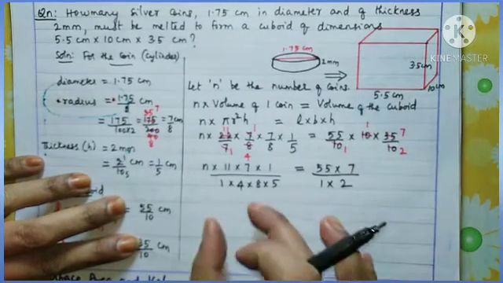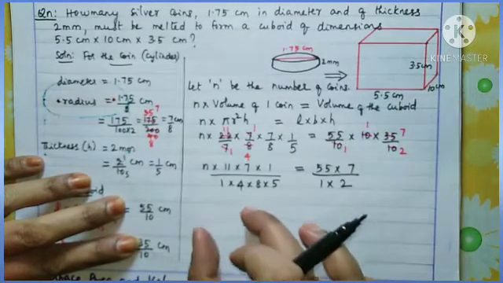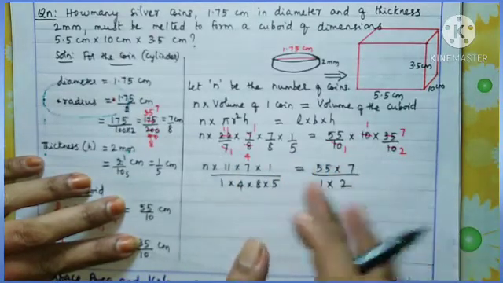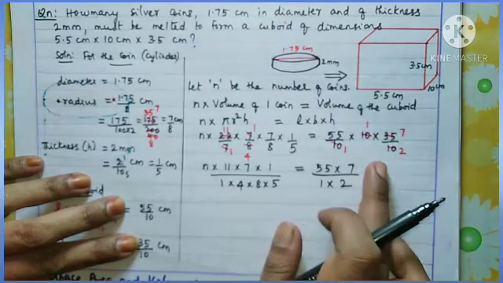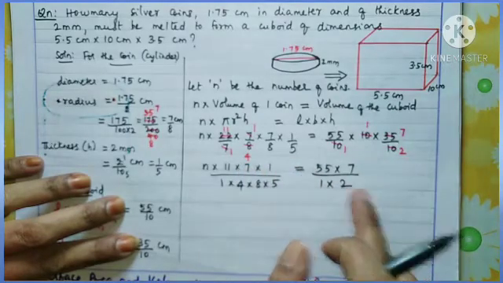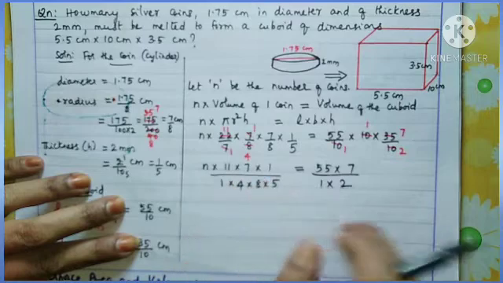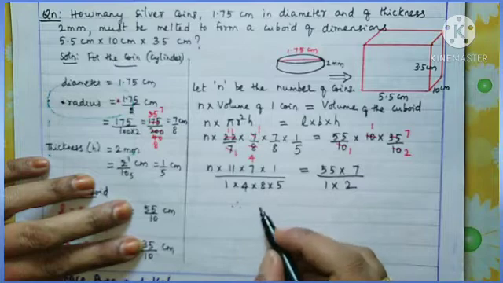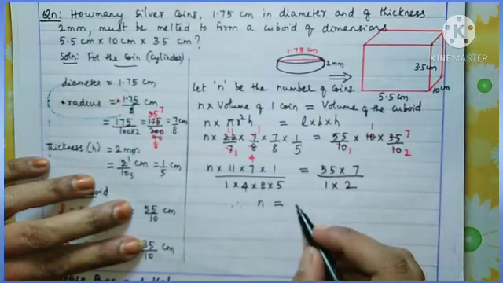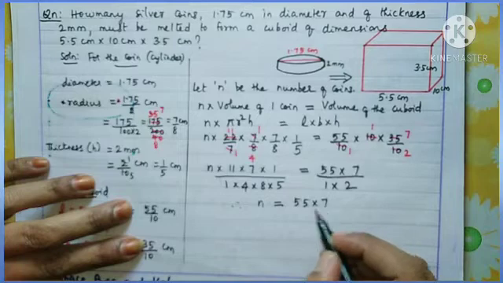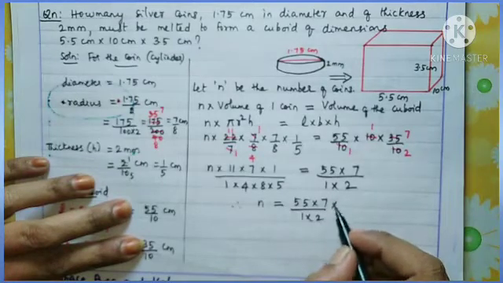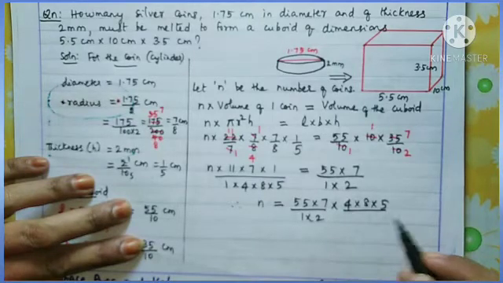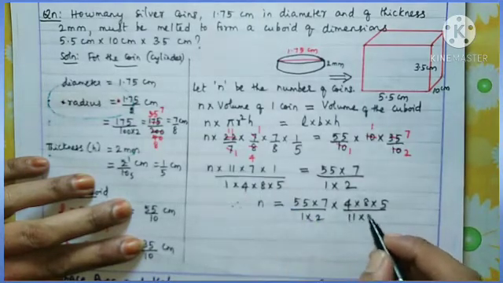So the next step is, we want the value of n, so keep the n on one side and transpose all the other terms to the other side. So denominator will go to numerator and numerator will come to denominator, because these are all products. It becomes the reciprocal. So next step is therefore n equal to 55 into 7 by 1 into 2, and this will go there, 4 into 8 into 5 by, this will come down, 11 into 7 into 1.